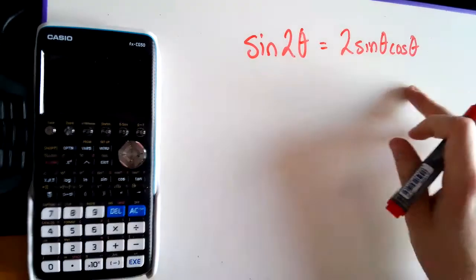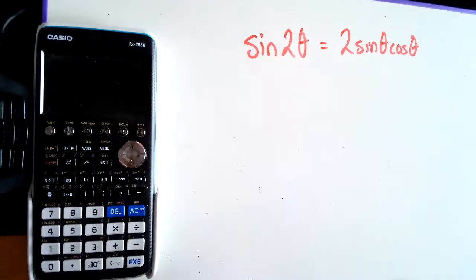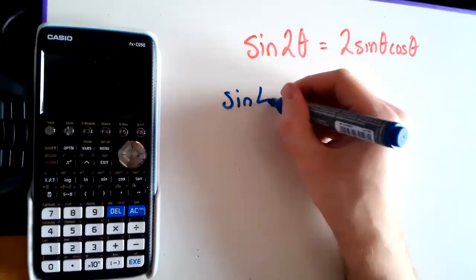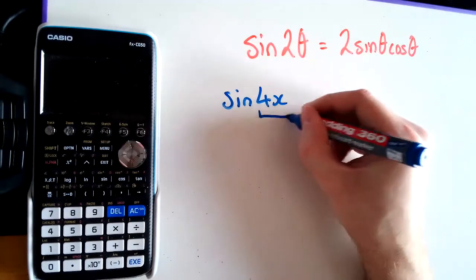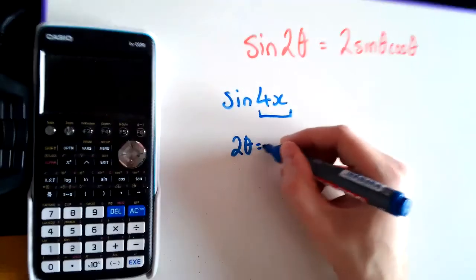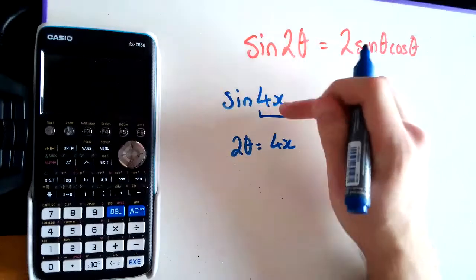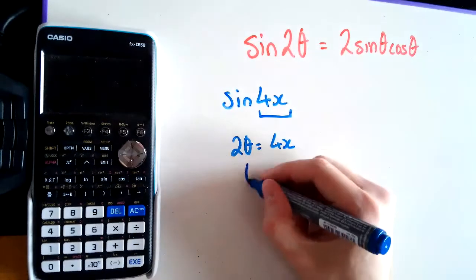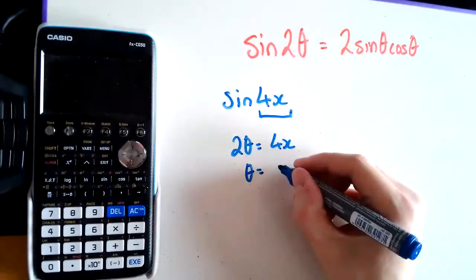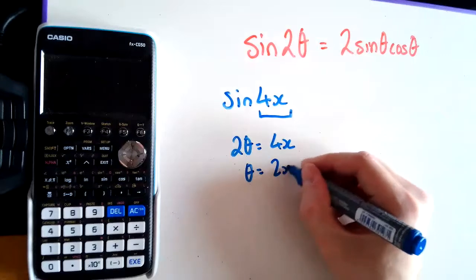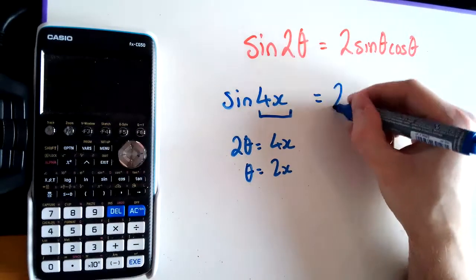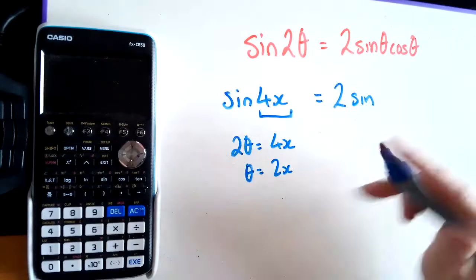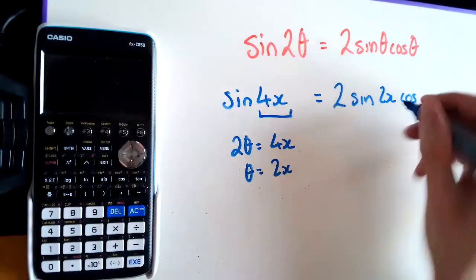So I can use that formula to write stuff like this. So if I had sine 4x and I want to rewrite that, well, to use this formula, I want this 4x to be 2 theta. I want these two things to be the same thing. So that means theta would be divided by 2, so 2x. So I can rewrite sine 4x as 2 sine theta, which is 2x, cos theta, which is 2x.